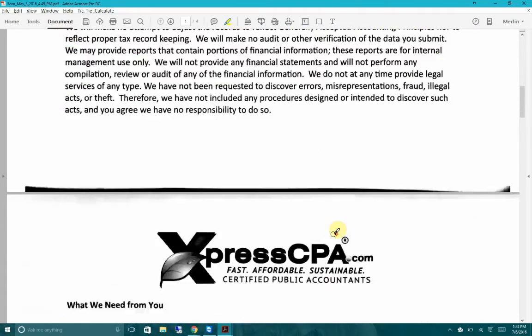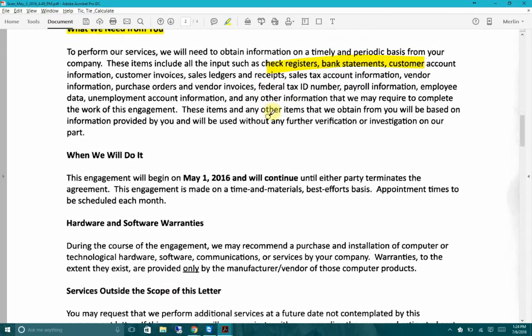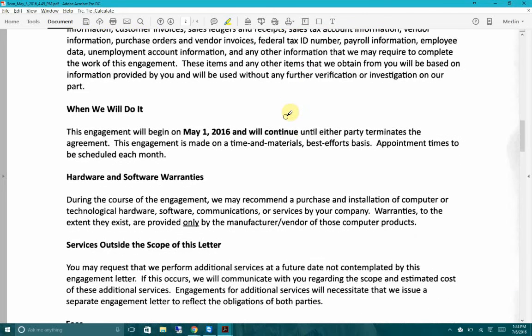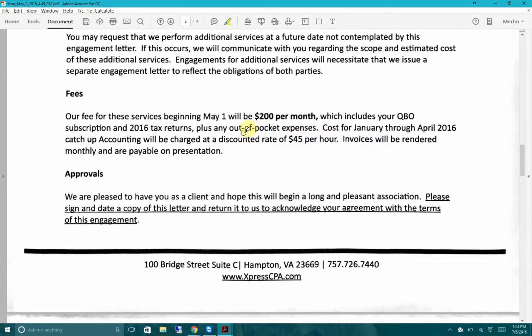Next section of the engagement letter is standard. This is standard, what we will need from you. We need them to provide us their bank registers, receipts, that sort of thing. Primarily, this is going to come in the form of the online banking information. Getting on down here, the fee for services and the scope of it is the next thing.